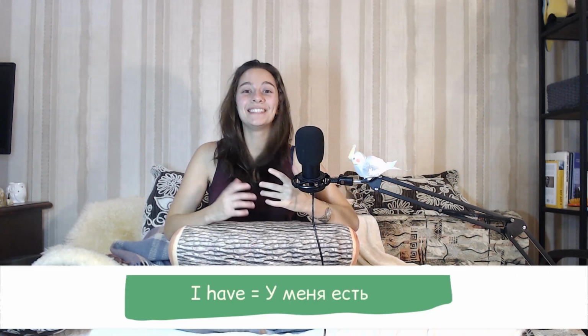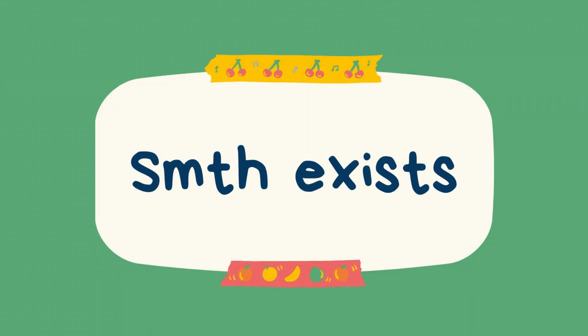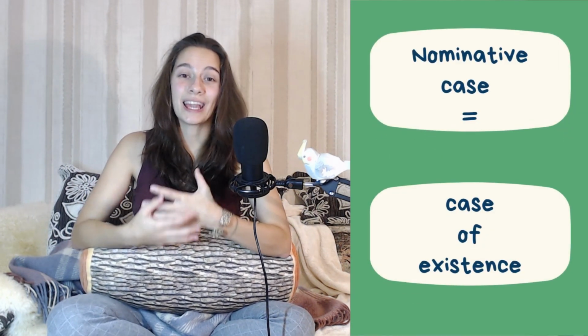For example, if I want to tell someone that I have something, I have a log. У меня есть бревно. I use nominative case and we call it именительный падеж. Also, we use it to say that something exists. В этом доме есть бревно. Мягкое. So, today we are gonna talk about nominative case or the case of existence.